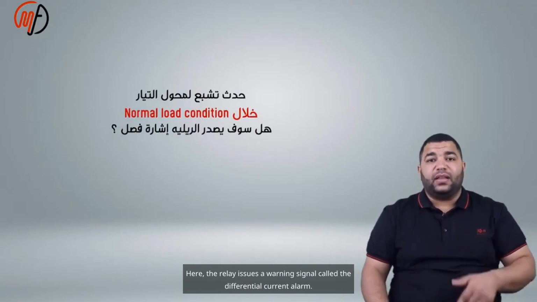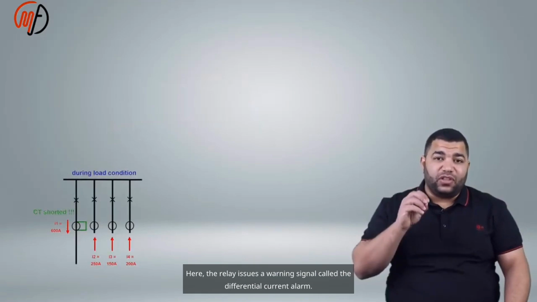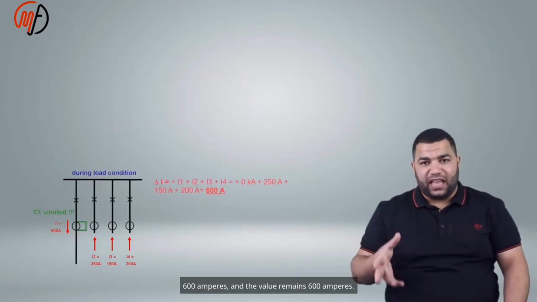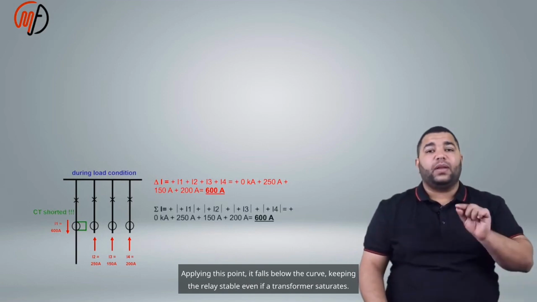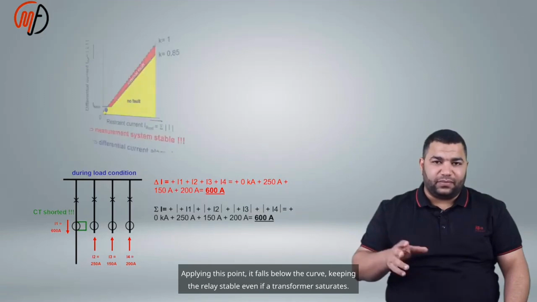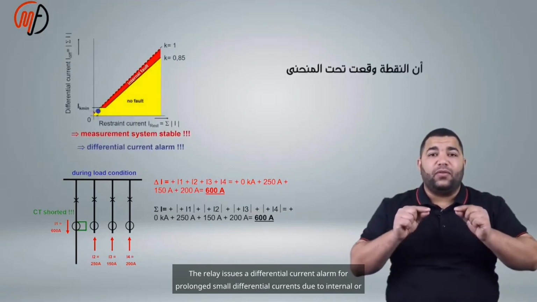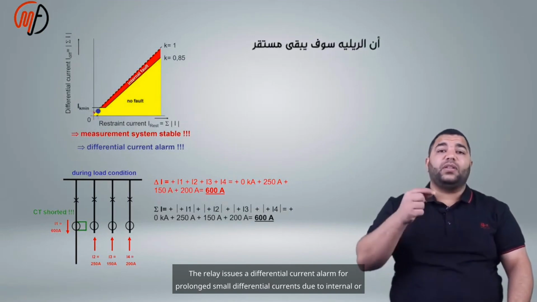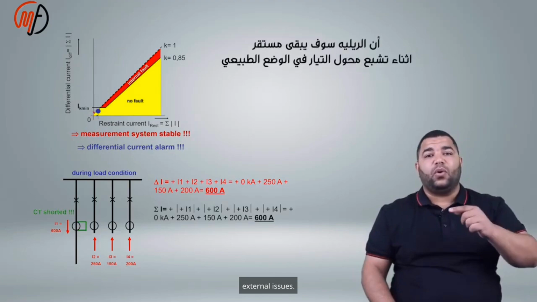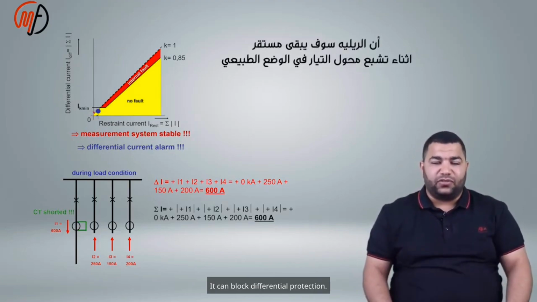Here, the relay issues a warning signal called the differential current alarm. Both values are 600 amperes. Applying this point, it falls below the curve, keeping the relay stable even if a transformer saturates. The relay issues a differential current alarm for prolonged small differential currents due to internal or external issues. It can block differential protection.